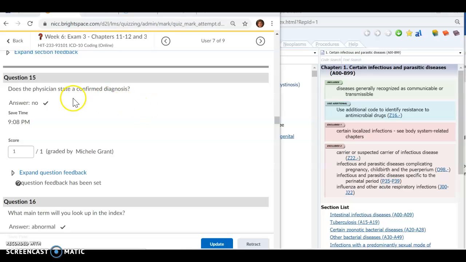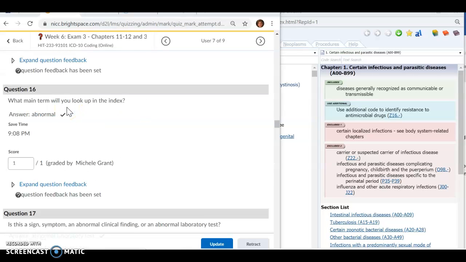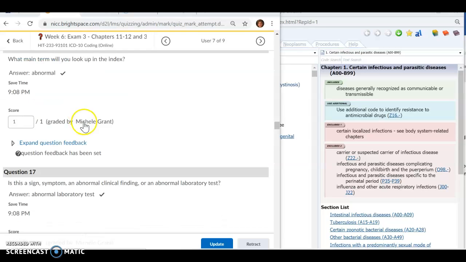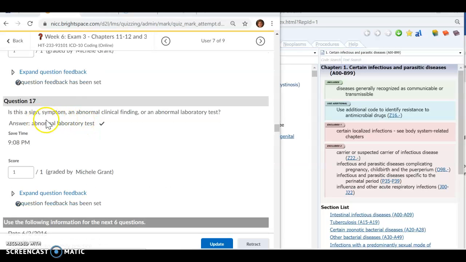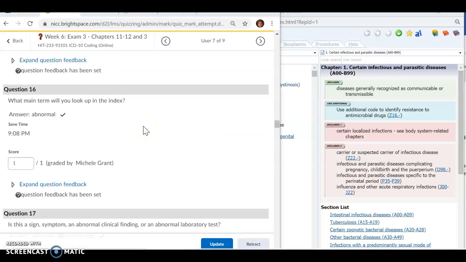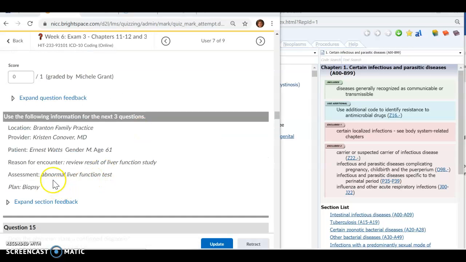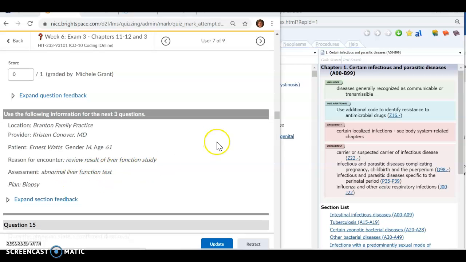So there's no confirmed diagnosis. I'm looking up abnormal. Some of you put down liver. You look up liver, it's going to tell you C condition. Okay, is this a sign, symptom, or abnormal clinical finding or abnormal lab test? It's an abnormal lab test. So if you go back up in here, abnormal liver function test, that's a lab test.